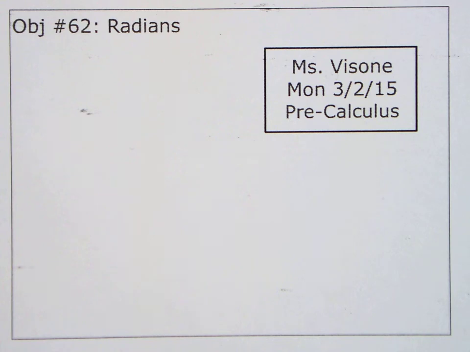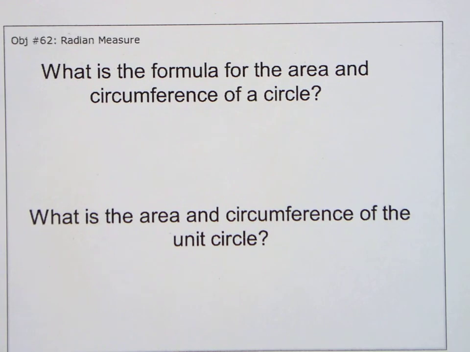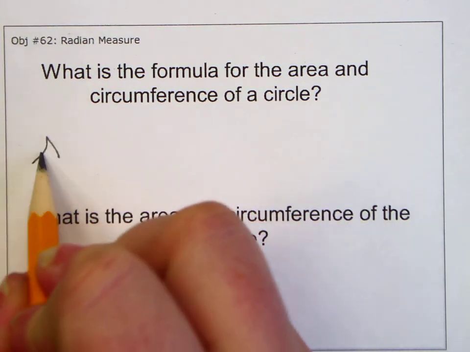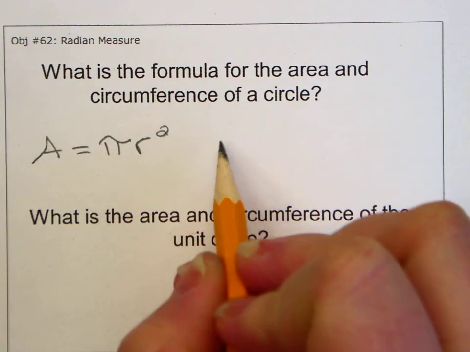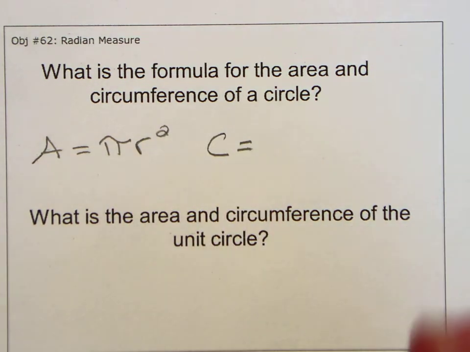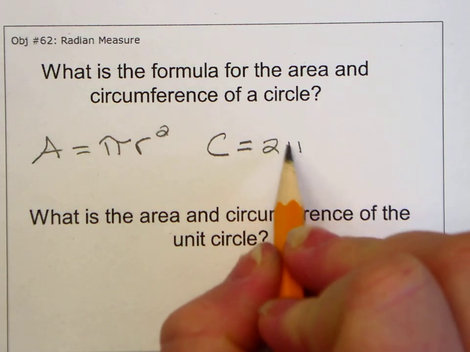Introduction to Radians. Okay, so what is the formula for the area of a circle? Area and circumference, sorry. So area equals pi r squared, right? Circumference equals, now there's two formulas. There's pi d and there's 2 pi r. We're going to use 2 pi r.